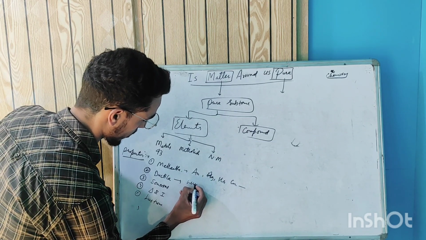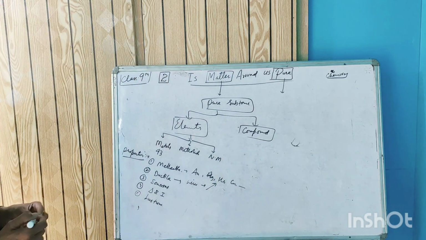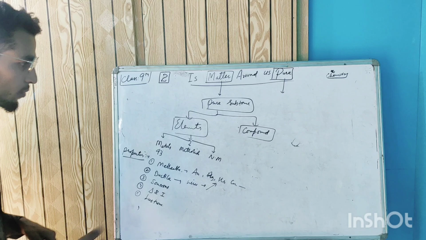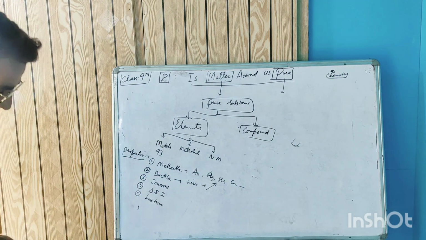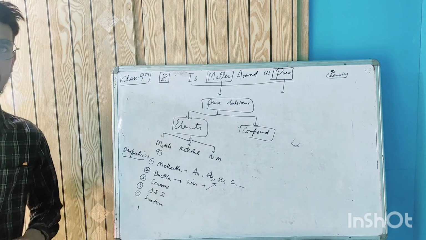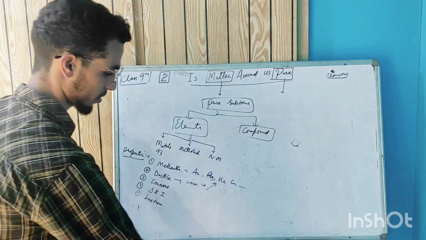So we can make them into wires. Similarly, these are the examples. Sonorous means they have that ringing sound once you knock on them. Then they are good conductors of heat and electricity. And they are usually lustrous, meaning they have a shiny outer surface.